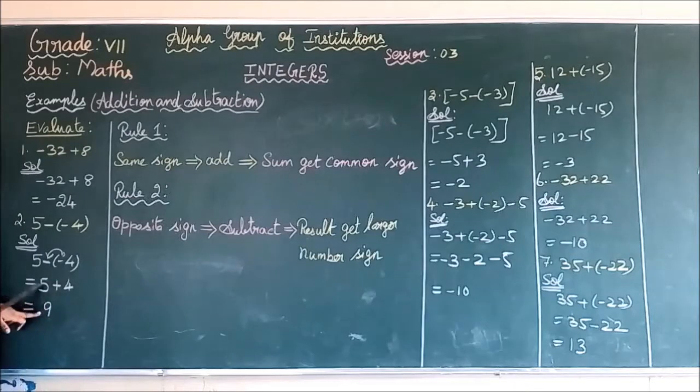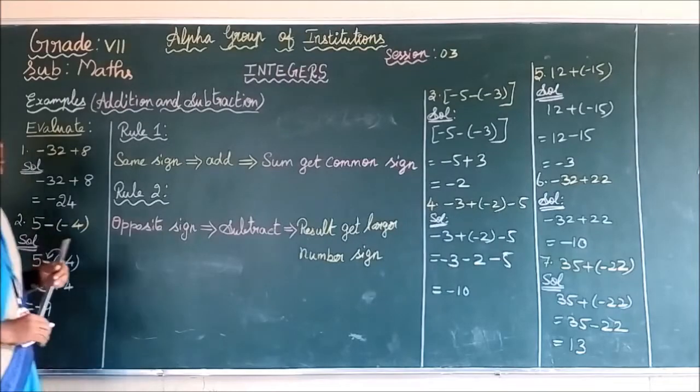The symbol for 9: the symbol for 5 is what? Plus. The symbol for 4 is plus. So the answer should be written as plus 9, or simply 9. Is it clear, children? Okay. Let us go to the next example.